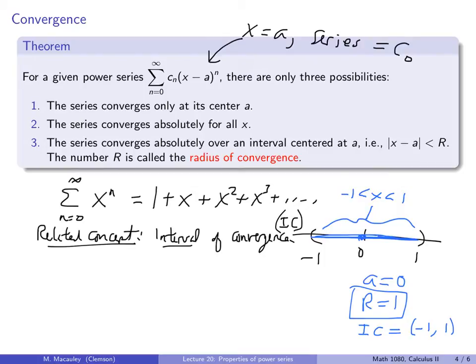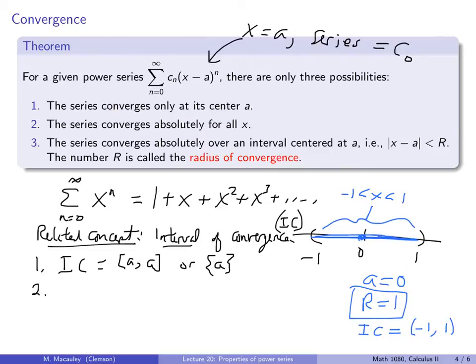So let's go back to these 3 cases and see what the interval of convergence is. In case 1, the interval of convergence has radius 0. One way I could express that is as a closed interval, or I could just say it's a single point a. So if the series converges only at its center, then the interval of convergence is just a single point.